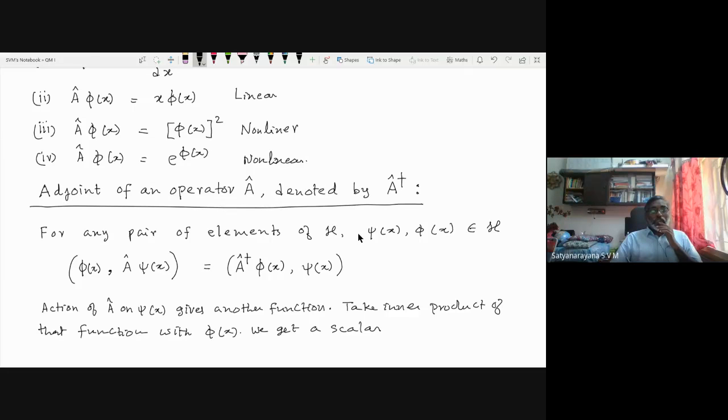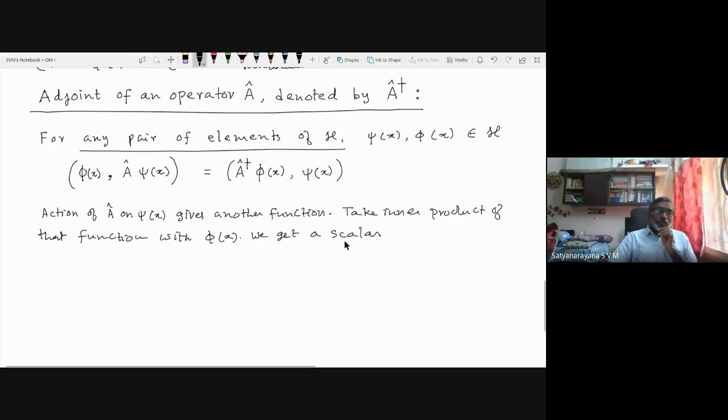So an operator and its adjoint are related in this fashion. That is, if A acts on psi of x, this is true for any two functions. Instead of phi of x and psi of x, you could take some other functions f of x and g of x, but this relation is true for any pair of elements of H. If this is true, then this is defined as the adjoint.